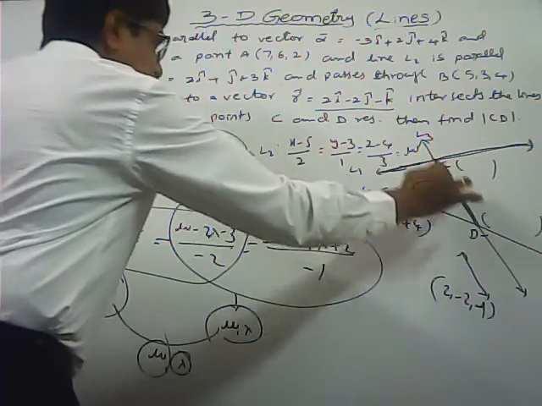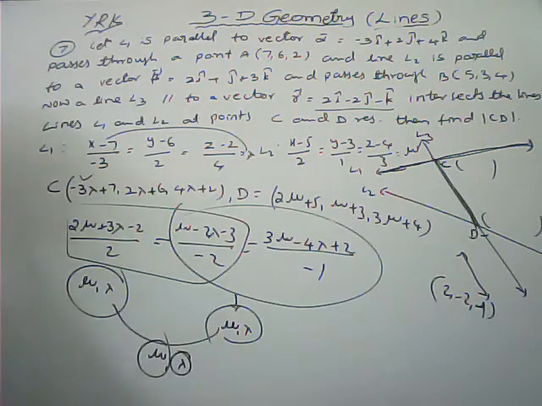Then you can find the distance between these 2 points: square root of (x2 minus x1) whole square plus (y2 minus y1) whole square plus (z2 minus z1) whole square. Then you can get the distance CD. That is the procedure. You can complete that.